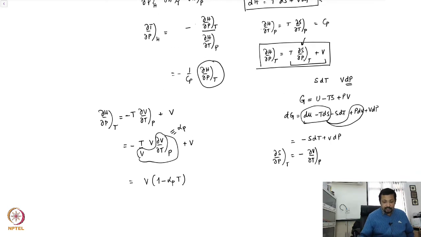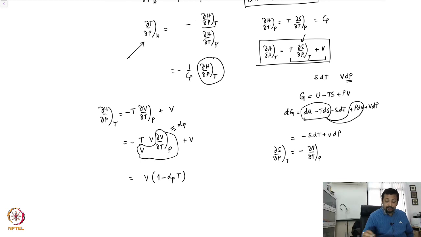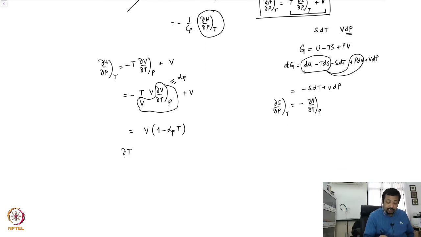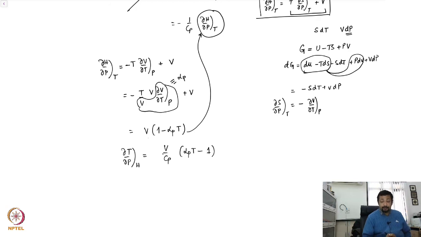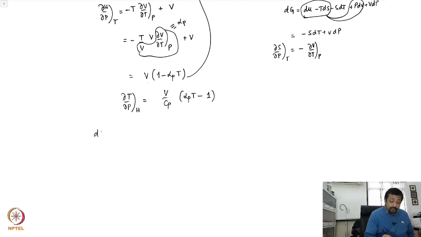Very nice. So therefore this ratio which we started off with, (∂T/∂P) at constant H, is going to be 1 over Cp, V over Cp. This factor comes in over here. This is where you substitute this, so that this becomes V over Cp times (alpha P T minus 1). So that dT is going to be V over Cp times (alpha P T minus 1) times dP.